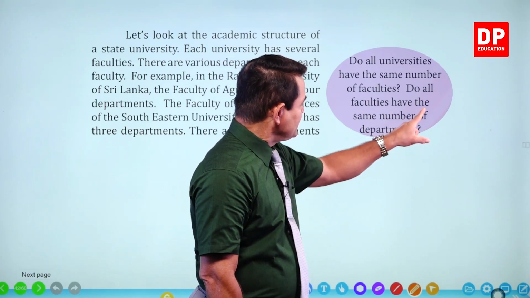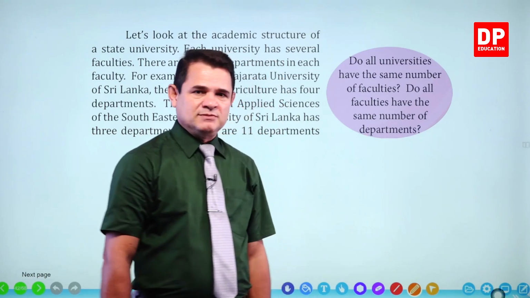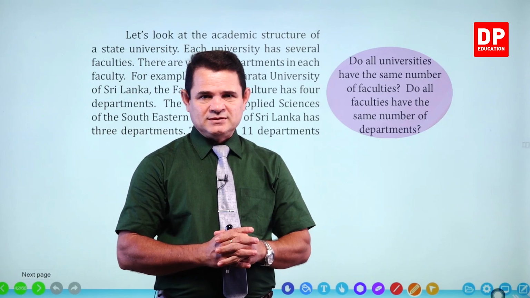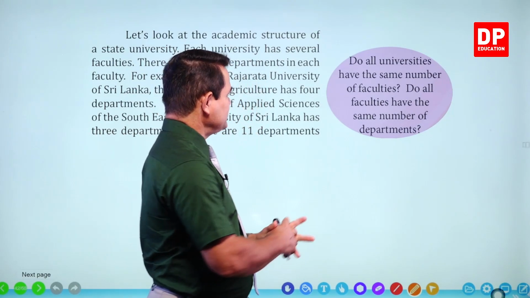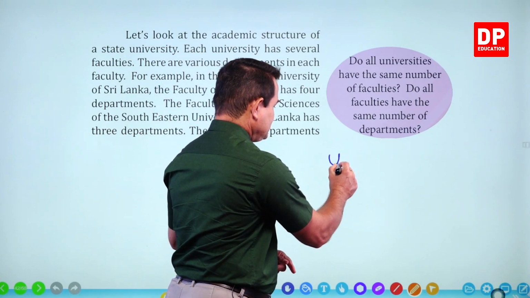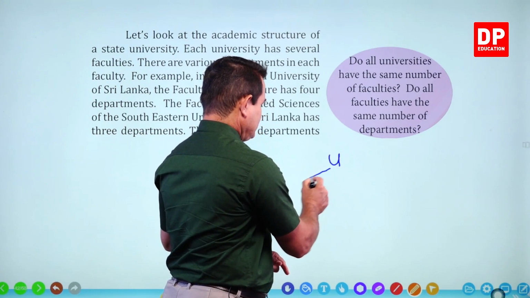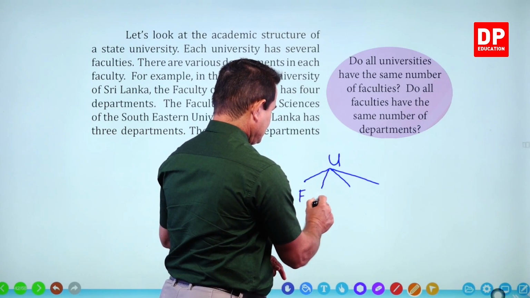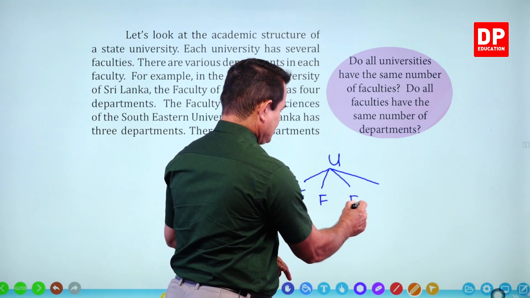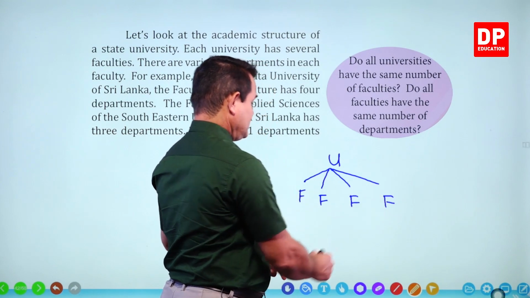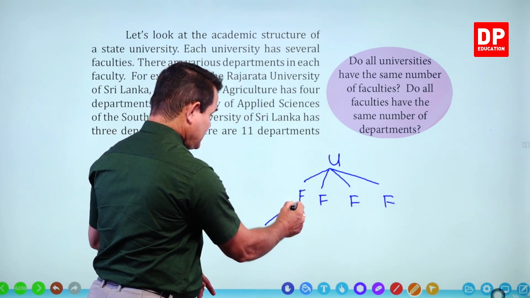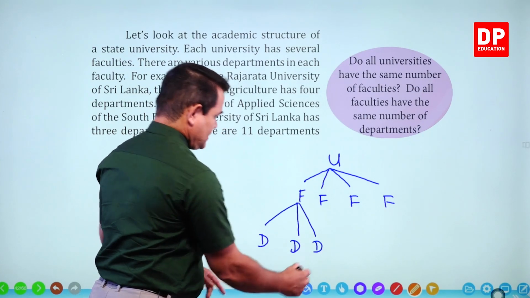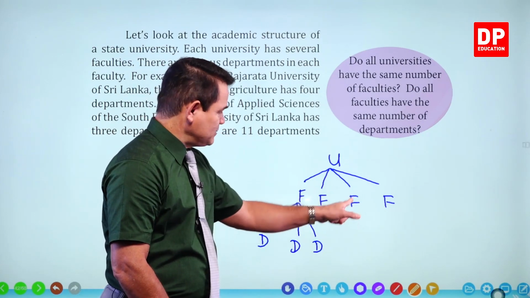Do all faculties have the same number of departments? All faculties have the same number of departments. අපි දන්නවා first university ඒකේ තියෙනවා faculties නේද? Faculties වල තියෙනවා departments. මේ faculty එකත් විවිධ department මේකෙත් තියෙනවා.